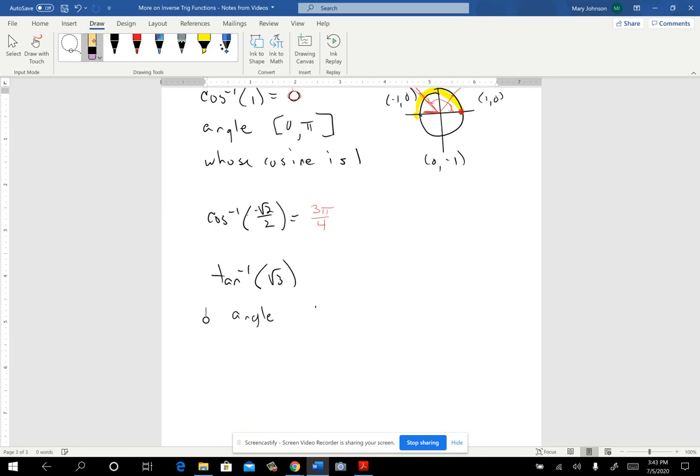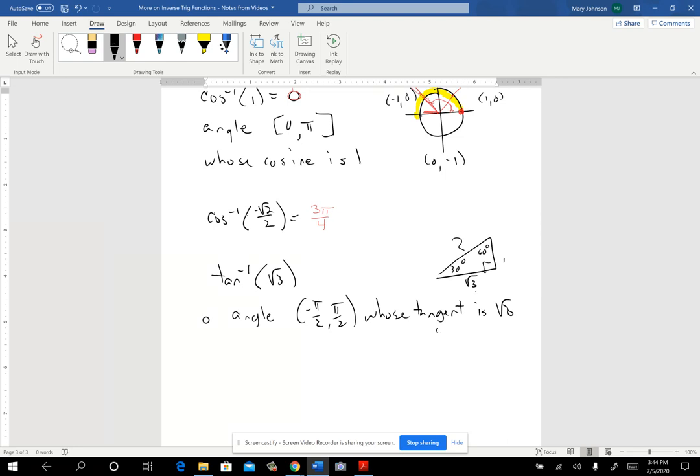Oops, shouldn't be included. You need the angle between negative pi over 2 and pi over 2 whose tangent would equal square root of 3, okay? All right, so a lot of times I just think about 30, 60, 90 triangles. Kind of depends on how your mind works. And I knew square root of 3 showed up in that one.